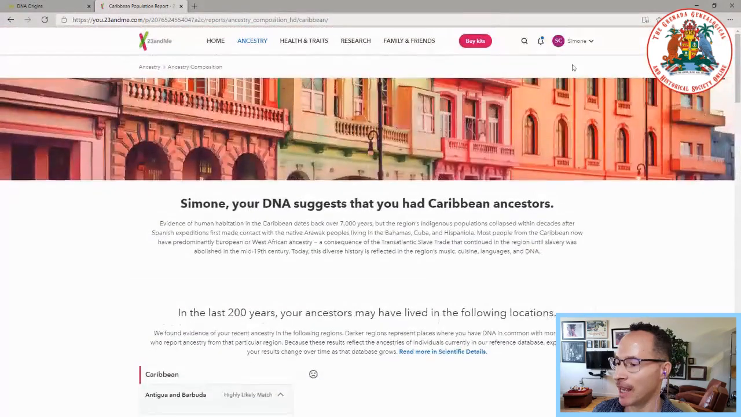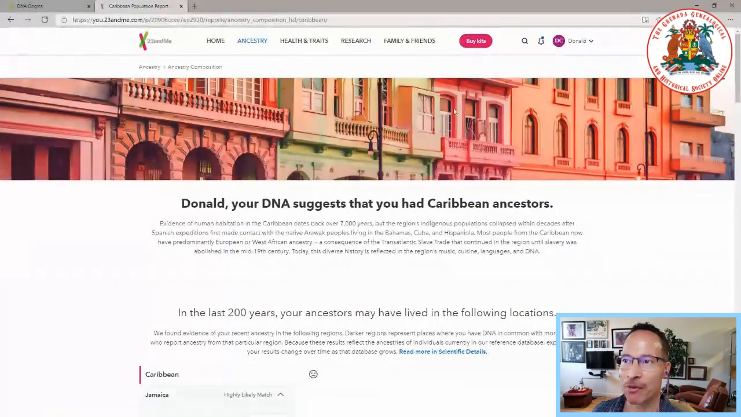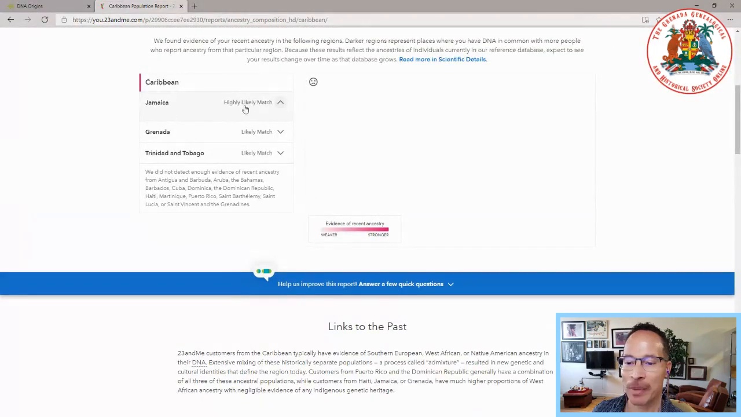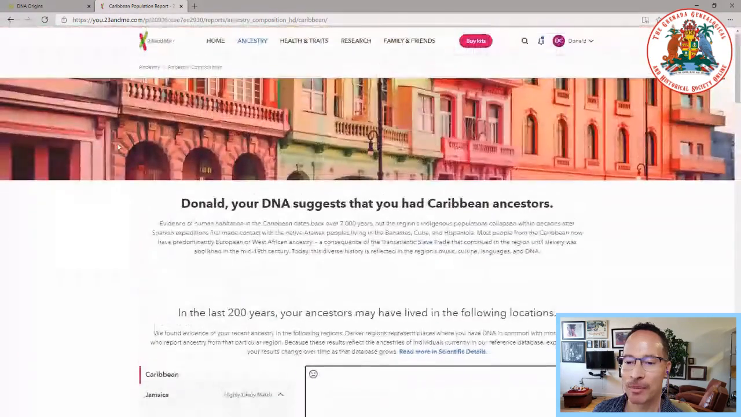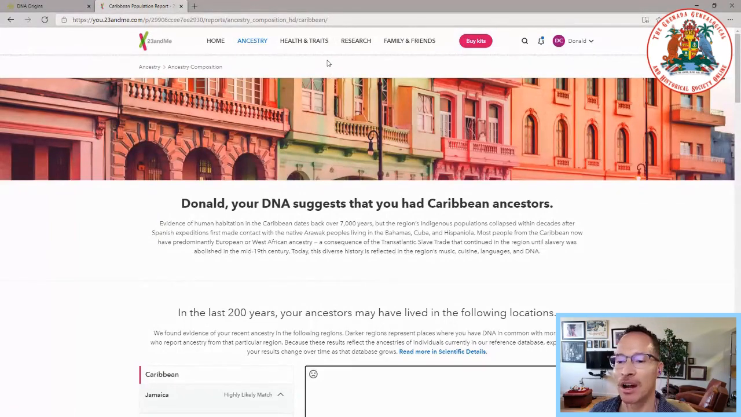In my father's case, I'll switch over to him. And by the way, you can manage several people's DNA in one account, which is what I'm doing for my parents. And in my father's case, it's saying Jamaica and Grenada and Trinidad, and I know this to be true. I don't know why these images aren't coming up, but usually you would see just a little animation of the islands. So the takeaway from this is that recent communities are accurate.